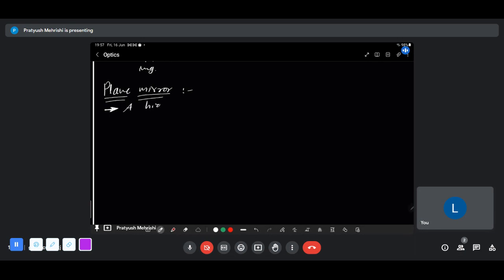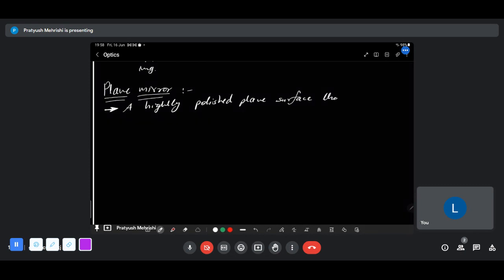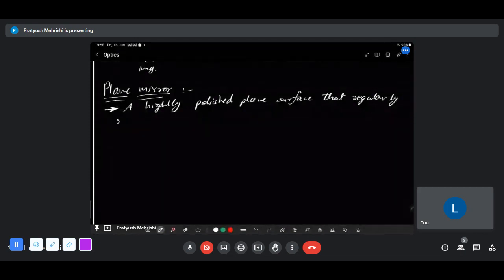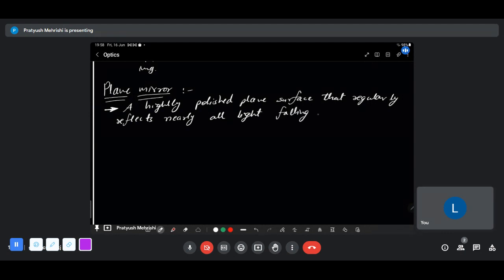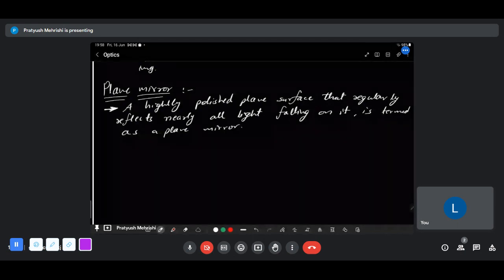Write down: a highly polished plane surface that regularly reflects nearly all light falling on it is termed as a plane mirror. Okay.